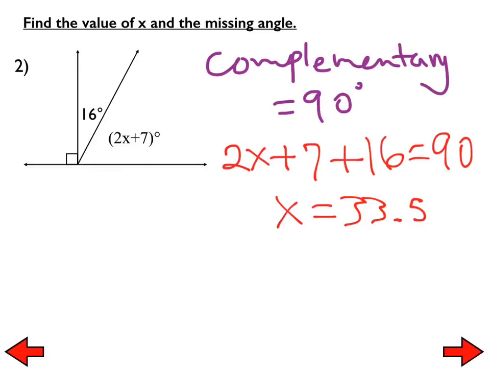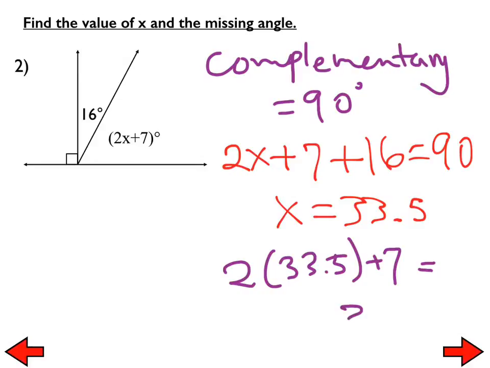Do I put a degree symbol behind that answer? No. Should I even circle it and say I'm done? No, I'm not done yet. This does not say in this picture, find x degrees. It says 2x plus 7 degrees. So I'm not done yet. What is 2 times 33.5 and then plus 7? What does that equal? Who agrees with 84 degrees? So this should be 84 degrees.